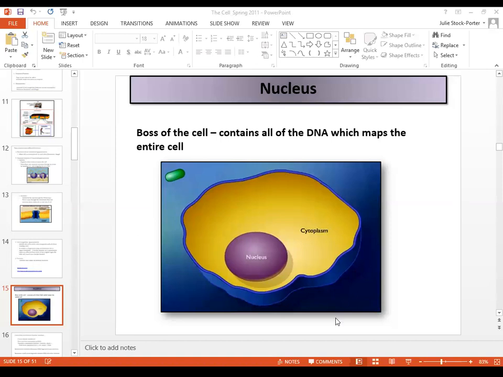Here we have our membrane, the fluid inside the cell, the water in the water balloon is the cytoplasm, and the first organelle we're going to look at is the nucleus, the boss, which contains the DNA and the RNA.